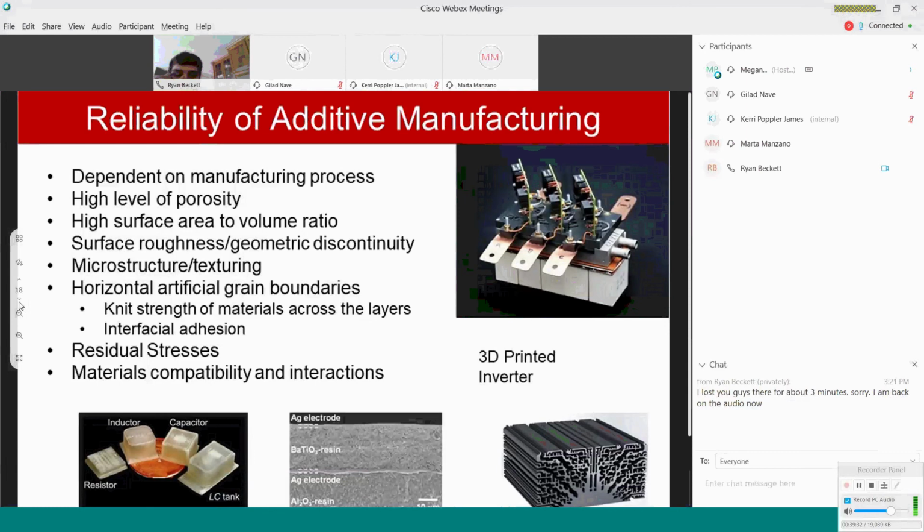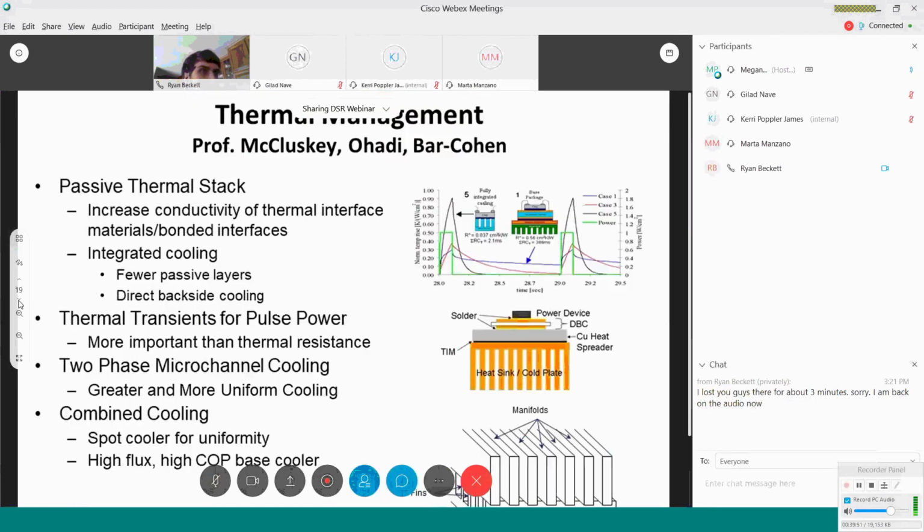Also, you've got a lot of residual stresses because as you lay down each layer and solidify it, when you put the next layer down, that's going to generate stress in the layer underneath. So there's a lot of things that have happened, and since there's so many different ways to make additive manufactured products, these are all process dependent as well. So we study a lot of the areas involved in the reliability there as well.